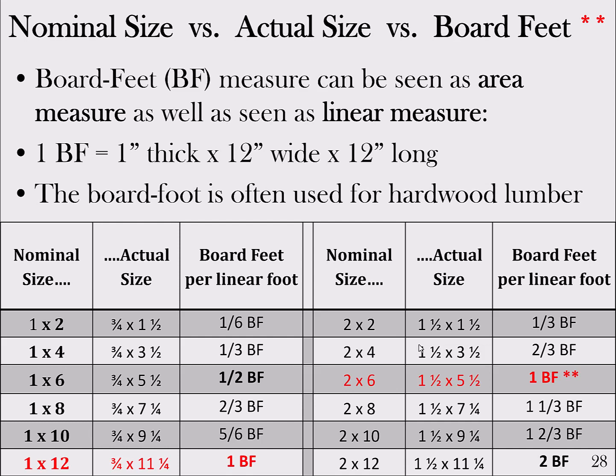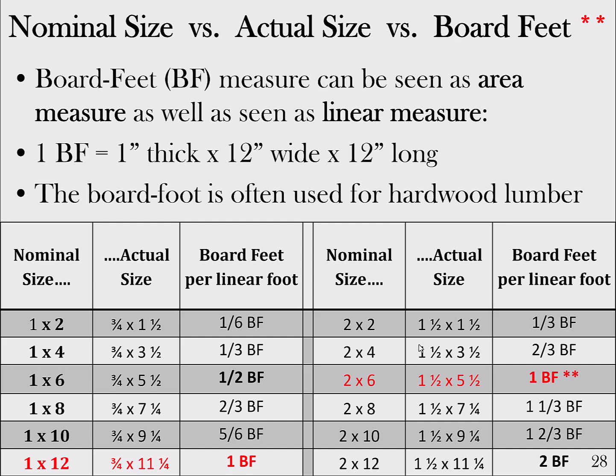Well, 1x2 is really 3/4 by 1.5. 1x4 is 3/4 by 3.5, and the 1x6 is 3/4 by 5.5. And then they start subtracting off for the 8-inch, 10-inch and 12-inch numbers. They subtract off 3/4 of an inch. So then you get 3/4 by 7.25, 3/4 by 9.25, 3/4 by 11.25. Okay.